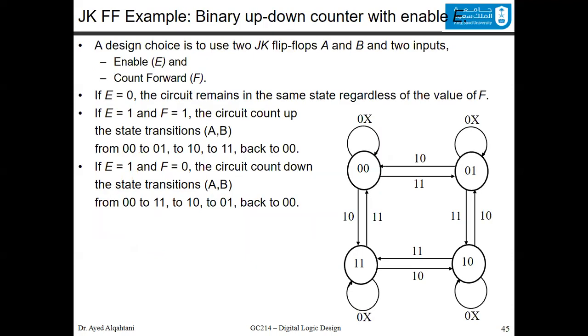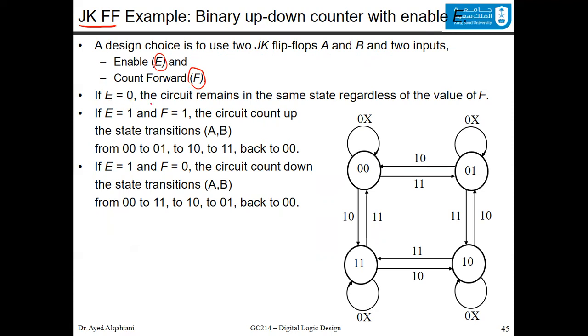Now, at the end, we will have a design example of the binary up-down counter with an enable E. We will design this. We actually have the choice to design this using D flip-flop, T flip-flop, or JK flip-flop. In this example, I'm designing using JK flip-flop. So a design choice is to use 2 JK flip-flops, A and B, and we will use 2 inputs. Those 2 inputs being the enable E and the count forward F.